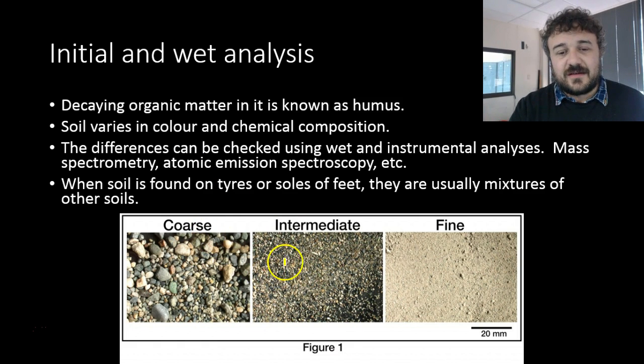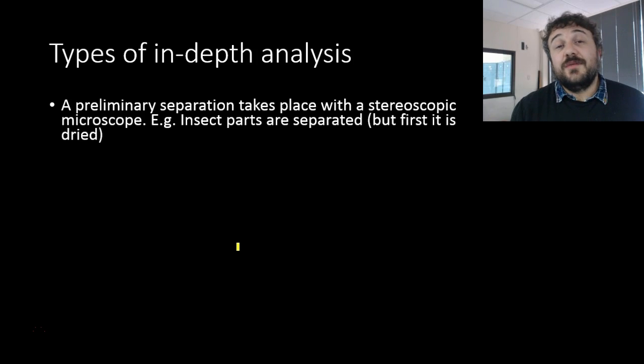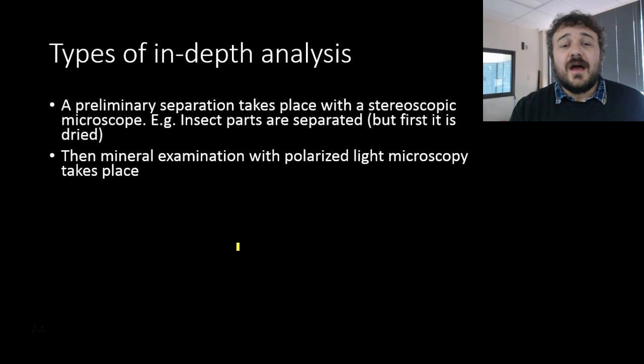And here we can see a guide that you would use for your initial visual analysis of the soil. As with all, you want to make sure you do your destructive testing last, and this means dry, non-destructive testing gets done first. So preliminary separation would take place with a stereoscopic microscope. This means you separate out the insect parts, you dry it first to make sure there's no water in there, and you just check out the grains of sand and grains of soil and little rocks that are in there using a stereo microscope. You then use a mineral examination with polarized light microscopy and that's actually really cool.